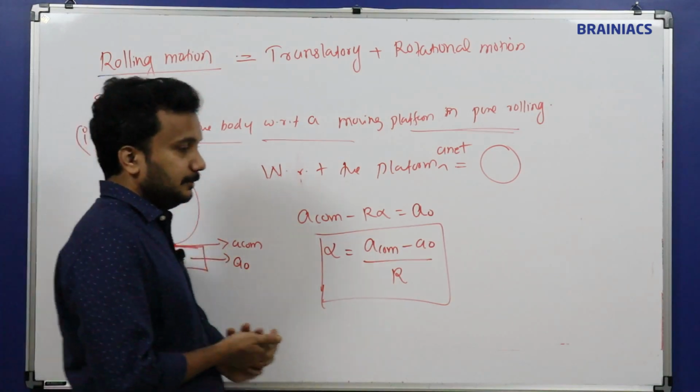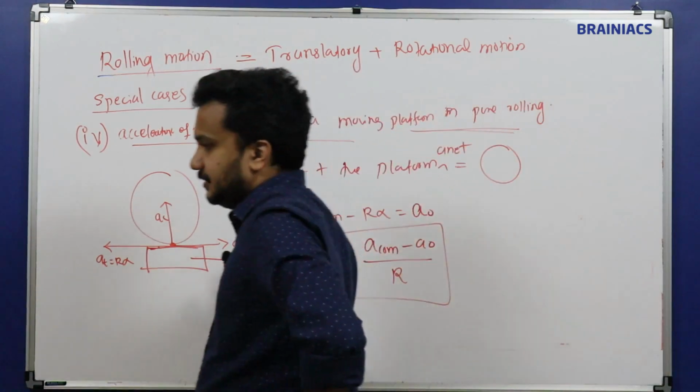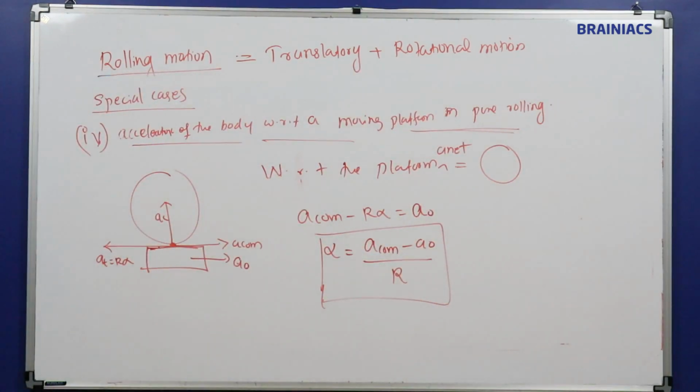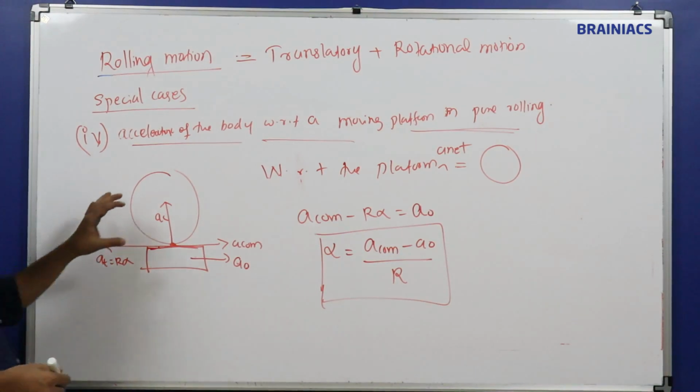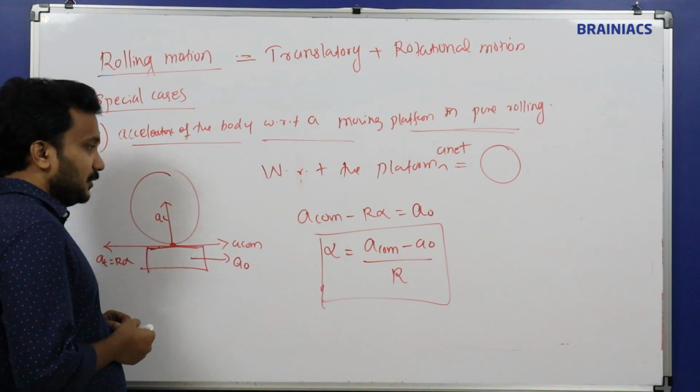This is the horizontal component of the accelerations. But here we know the radial acceleration, the centripetal acceleration, is not 0.